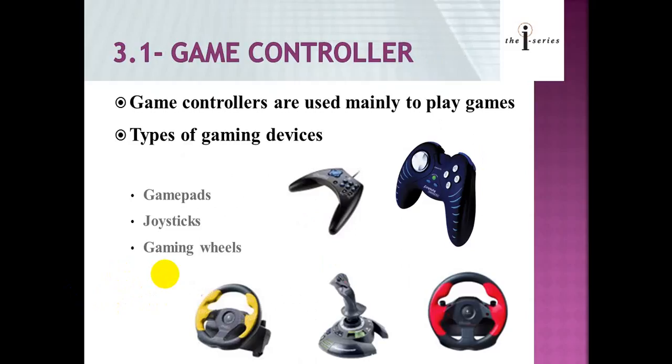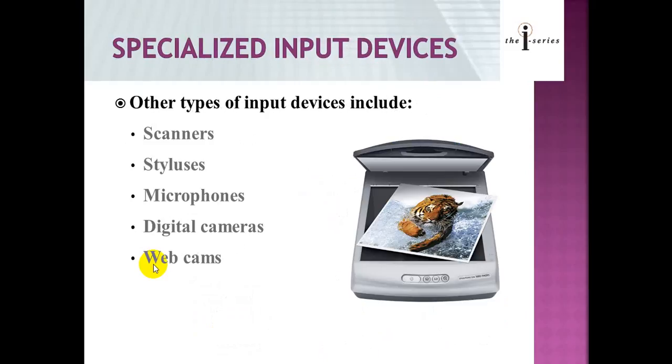Number 3, game controllers. Game controllers are mainly used to play games on the computer. Examples, we have gamepads, joysticks, gaming wheels. Then we have some special devices. We use them to insert data into the computer. Examples, scanners, styluses, microphones, digital cameras, and webcams.